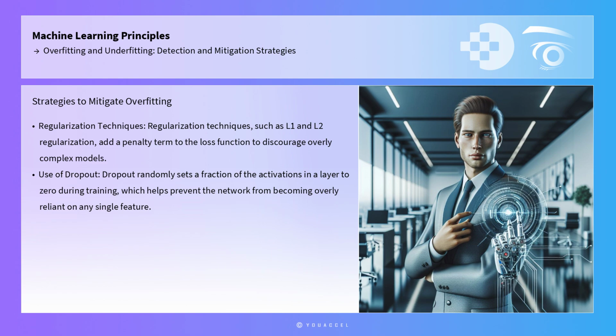Dropout randomly sets a fraction of the activations in a layer to 0 during training, which helps prevent the network from becoming overly reliant on any single feature. This is readily available in deep learning frameworks like TensorFlow and PyTorch.